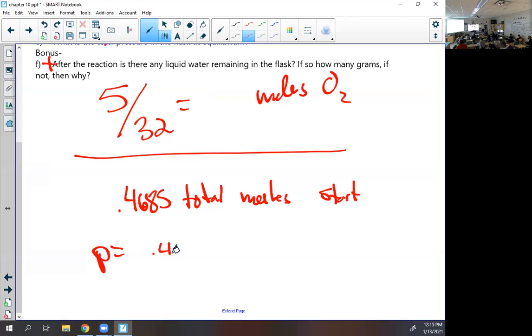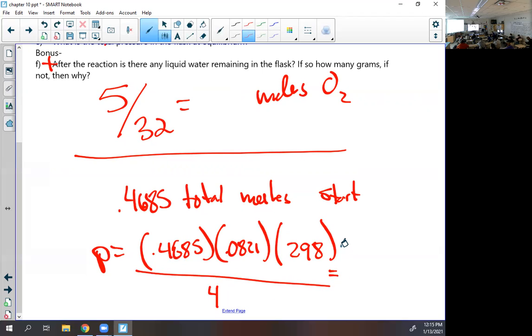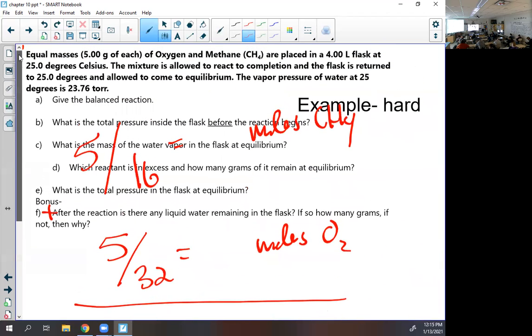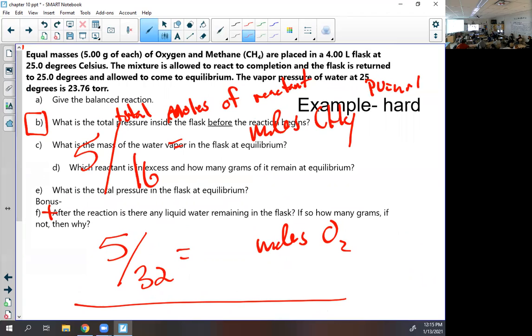So to find pressure, I take 0.4685. That's N. R is 0.0821. And then the temperature was 25, which is 298. Over V was 4. And then we had already done this part, so I did not do it. What was our answer again? 2.86. Okay. So the process to find the total pressure before is to find your total moles of reactant, and then use PV = nRT. Find the total moles of your reactant and use PV = nRT. That is how you find the pressure before the reaction starts.